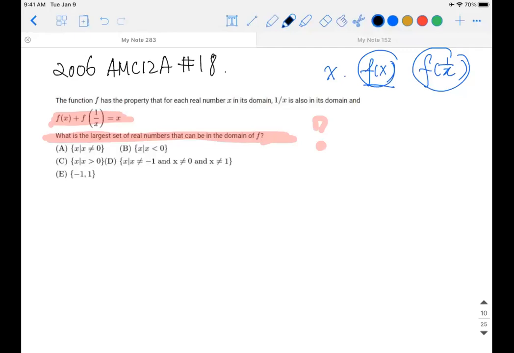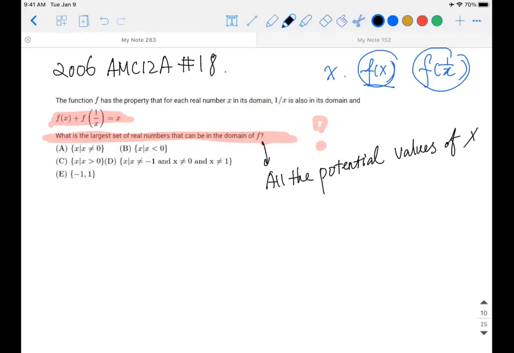The question just wants to ask you, what are the potential values of x? All the potential values of x. The question, what is the largest set? Means you do not only tell me 1 or 2, you tell me everything you think could possibly be the domain of x, right?